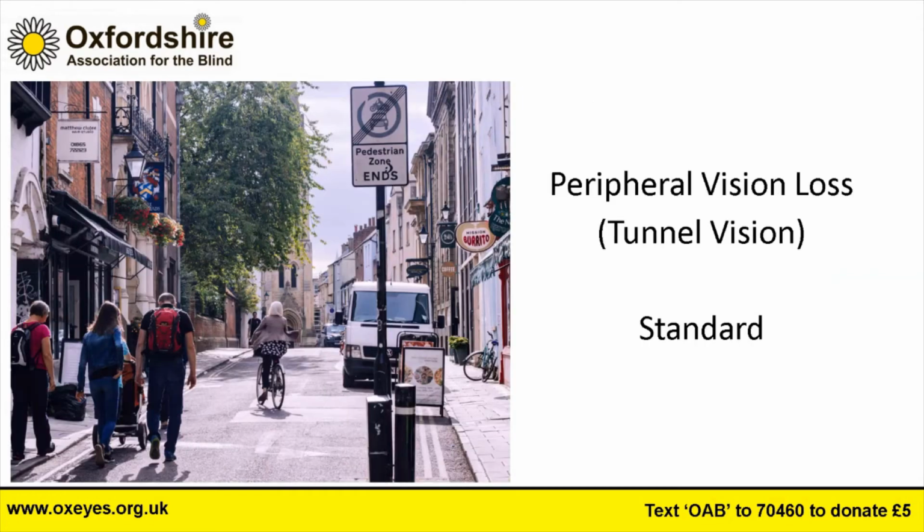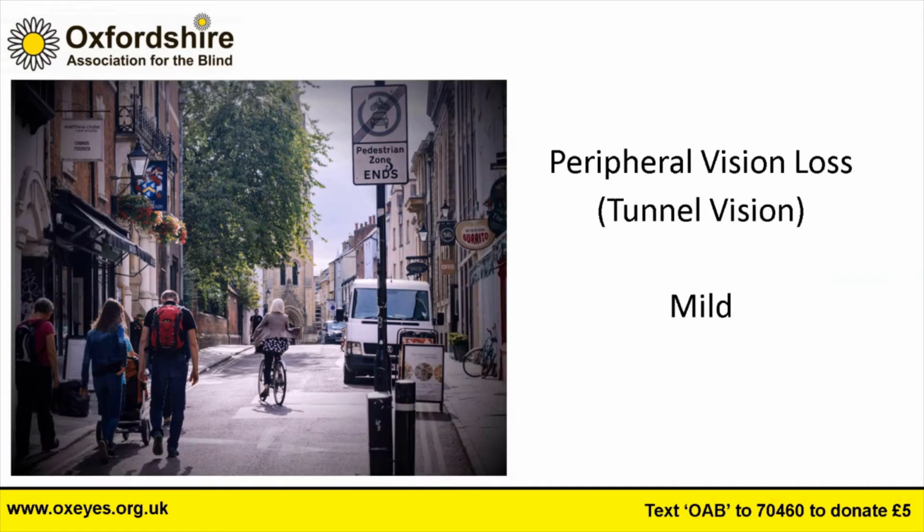Okay, so we're going to look at some effects of visual impairment now, and how that can affect somebody's vision. This is a standard picture. This is St Michael's Street in Oxford. As you can see in the image, you've got all sorts of things going on in the street. Bit of parking on the side, an A board, a person cycling, a couple of people walking, and a lamppost or a sign, which we'll see in a minute disappear.